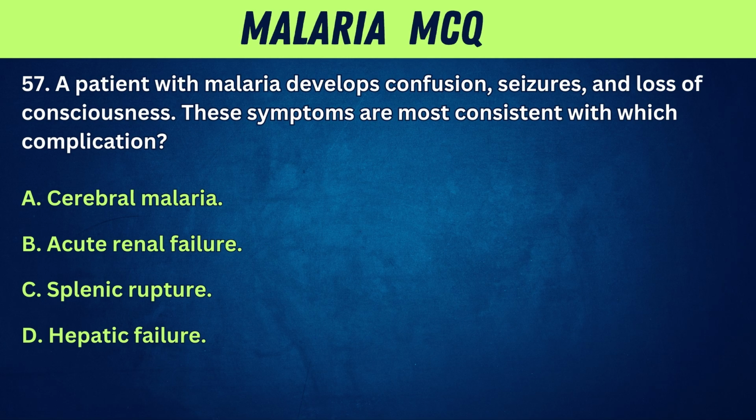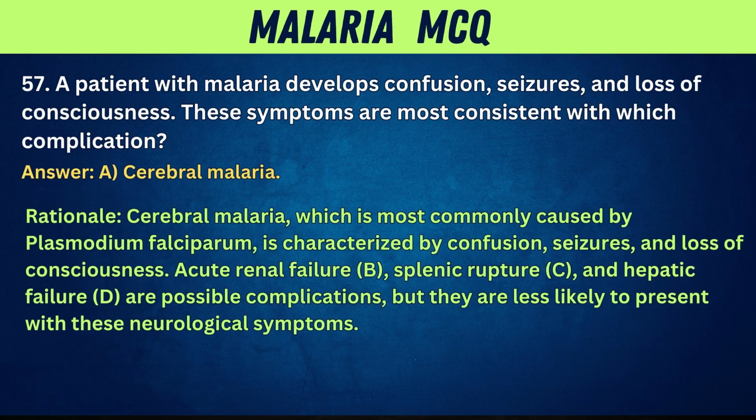57. A patient with malaria develops confusion, seizures, and loss of consciousness. These symptoms are most consistent with which complication? A. Cerebral malaria. B. Acute renal failure. C. Splenic rupture. D. Hepatic failure. Answer: A. Cerebral malaria. Rationale: Cerebral malaria, which is most commonly caused by Plasmodium falciparum, is characterized by confusion, seizures, and loss of consciousness. Acute renal failure, B, splenic rupture, C, and hepatic failure, D, are possible complications, but they are less likely to present with these neurological symptoms.